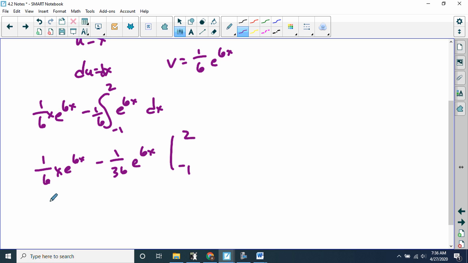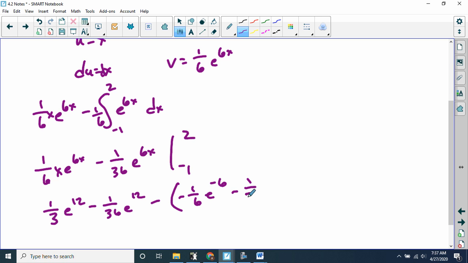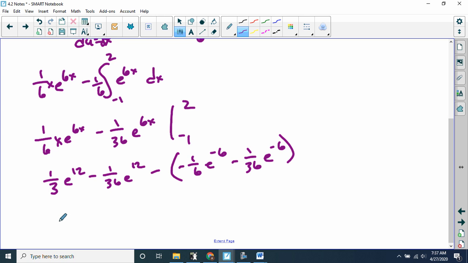So plug in 2, gives me 1/3 e to the 12th minus 1/36 e to the 12th. Plugging in negative 1 gives me negative 1/6 e to the negative 6 minus 1/36 e to the negative 6th. And you could simplify from there.